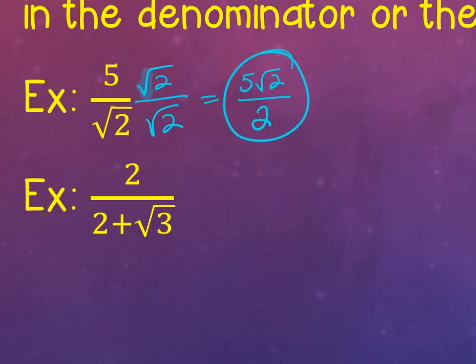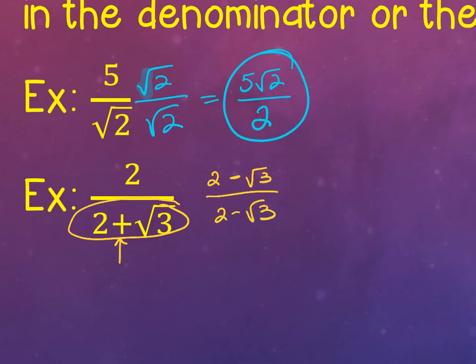Second one has a plus in between. This is an expression, so I can't multiply this by root 3. I mean, you can, but it's not going to get rid of the square root. So we multiply it by the opposite of this expression, which means keep the numbers the same but change the sign in between them. So I multiply both the numerator and the denominator by 2 minus root 3.